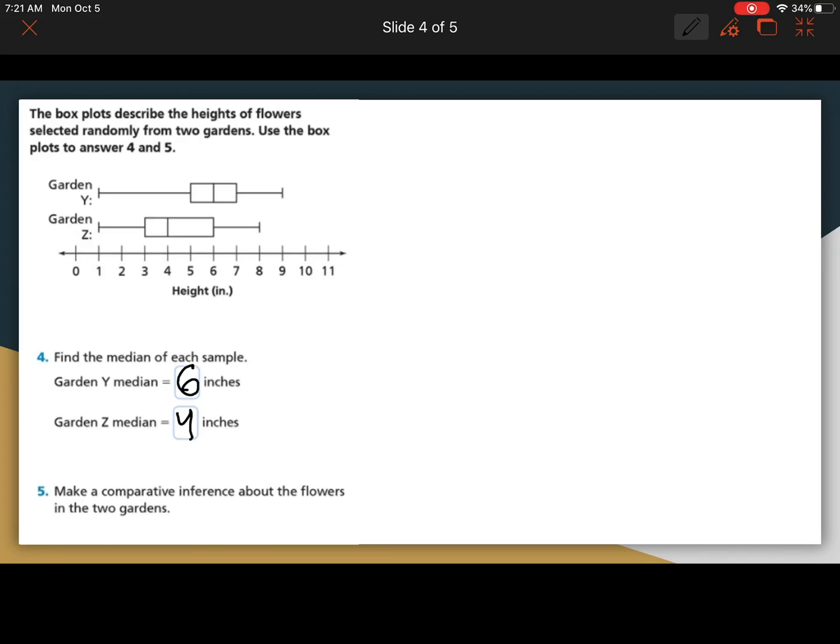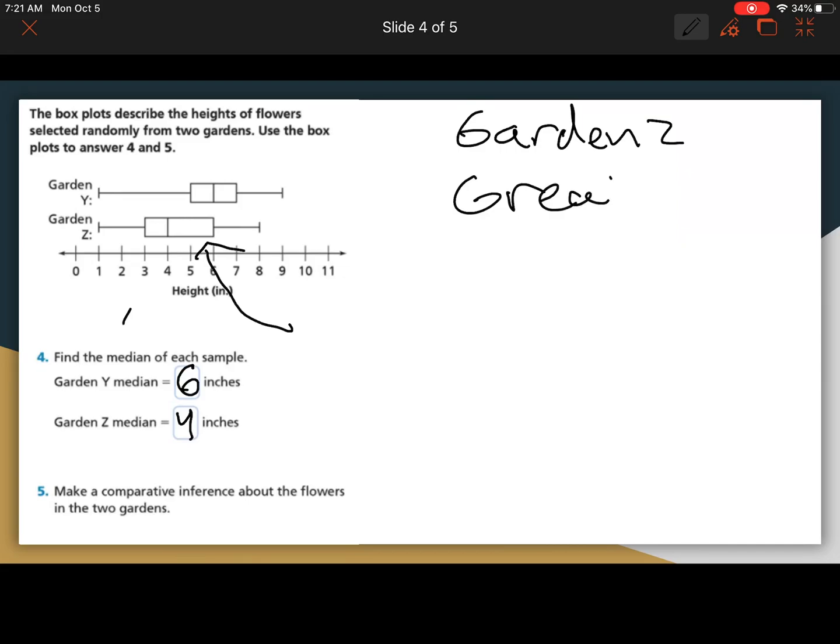All right, so let's make some inferences about these gardens. Well, right off the bat, we can see that garden Z has a greater variation in its flowers, right? There's a large number of flowers here in their upper and lower quartiles, so we know that they have a greater variation. So garden Z, greater variation.